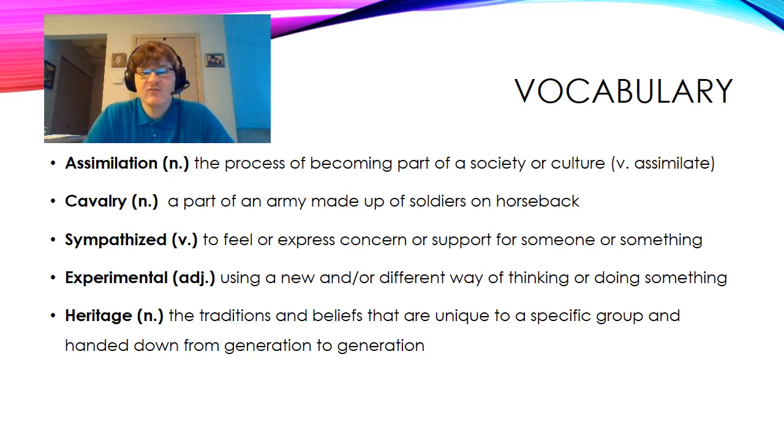Next up is cavalry. Cavalry is a part of an army of soldiers on horseback. So these would be mounted soldiers on horseback. They would usually have something with long range like a spear or a bow.